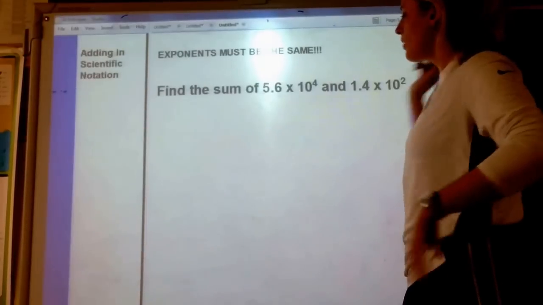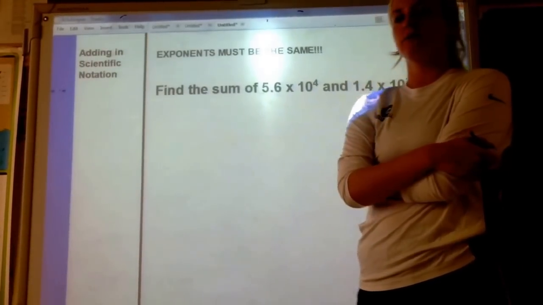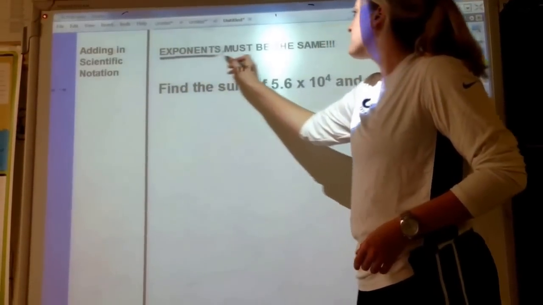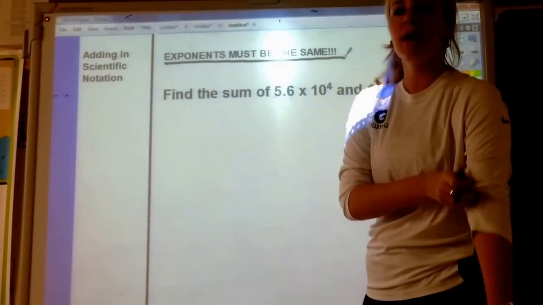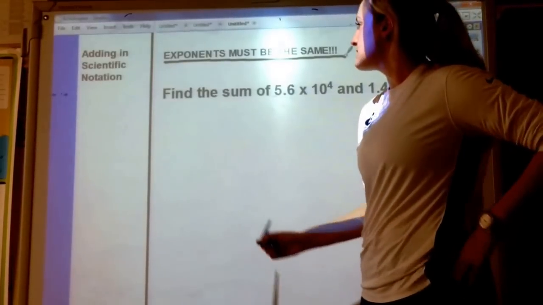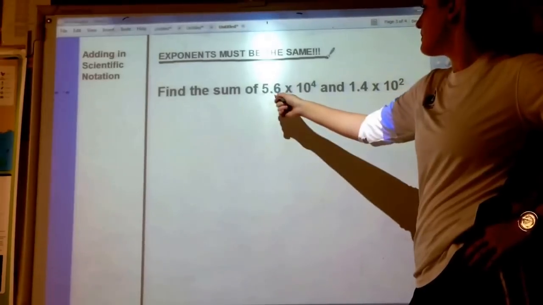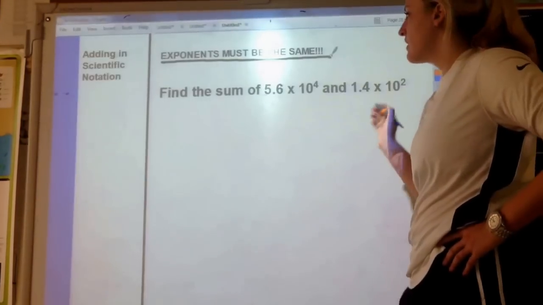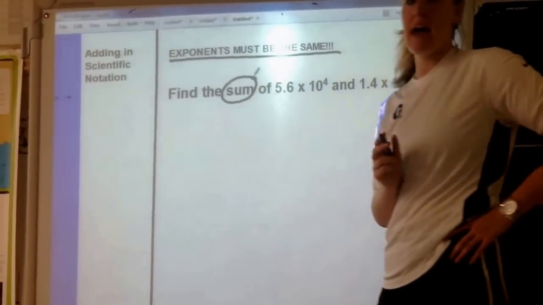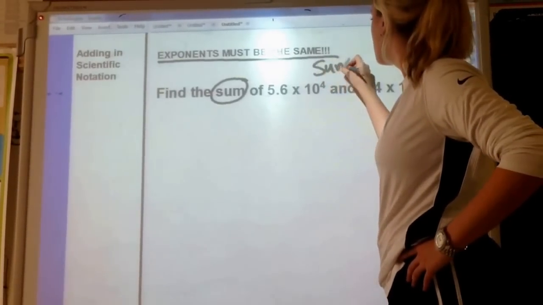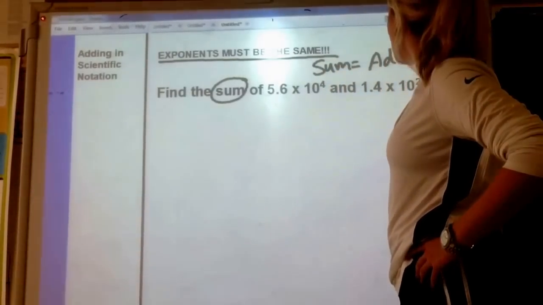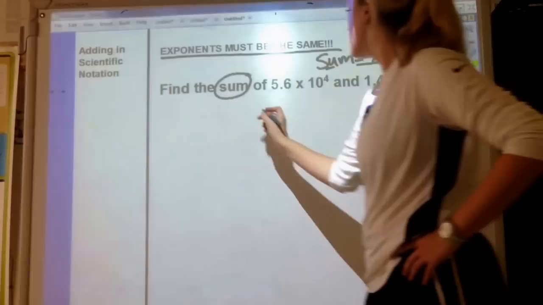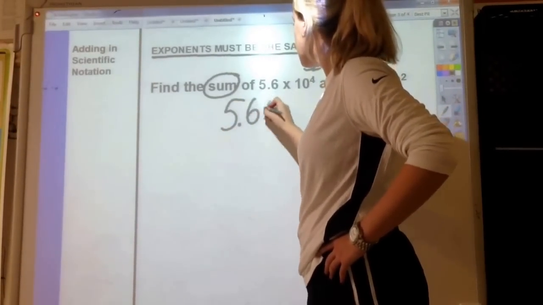Let's move on. All right, let's review adding and subtracting in scientific notation. The biggest thing with adding and subtracting in scientific notation is that your exponents must be the same. Write that in your paper. All right, so let's move right in. Find the sum of 5.6 times 10 to the 4th and 1.4 times 10 to the 2nd. I know that sum always means add. Sum equals add. So I want you to go ahead and write that on your page. All right, so I know that my problem is going to be addition.